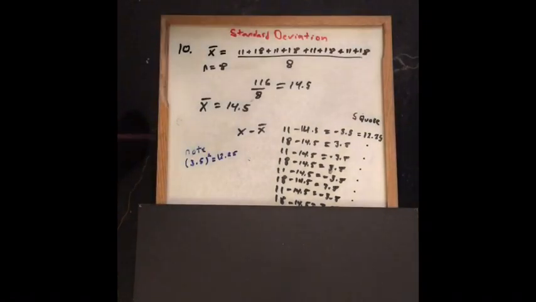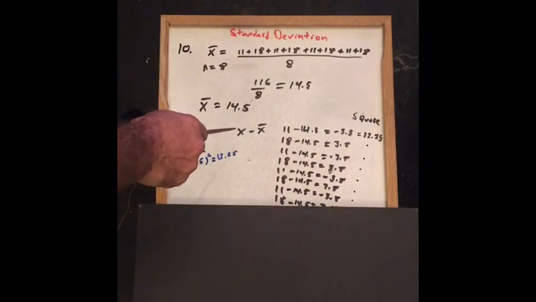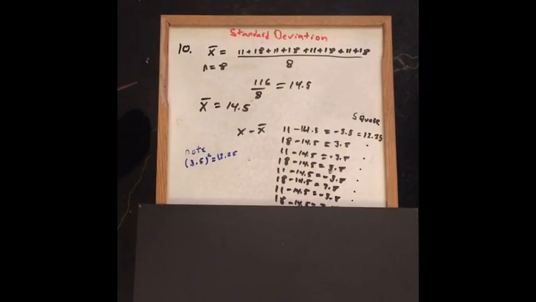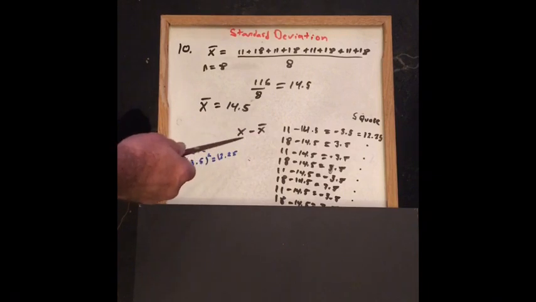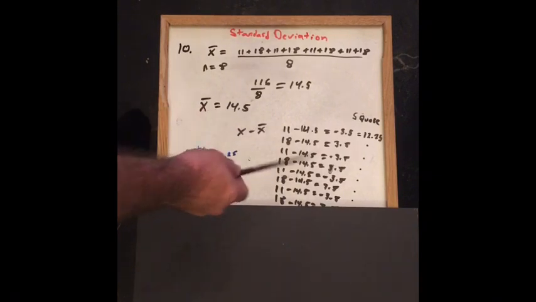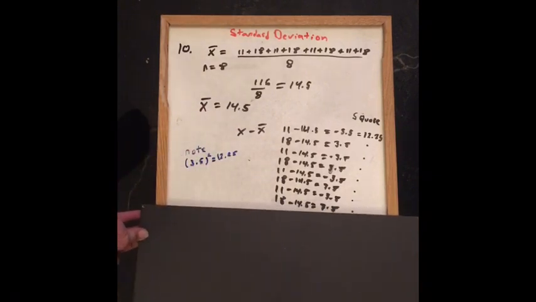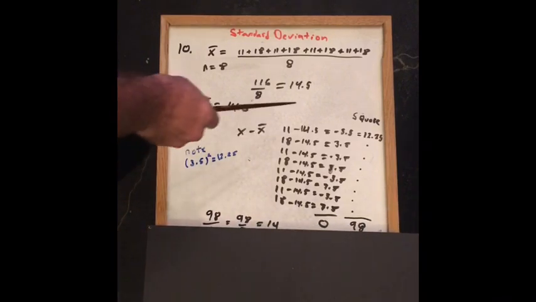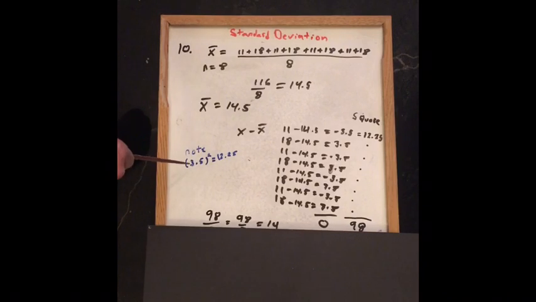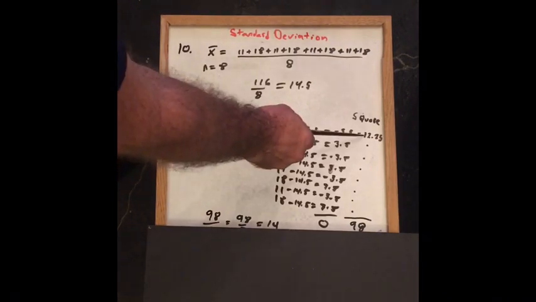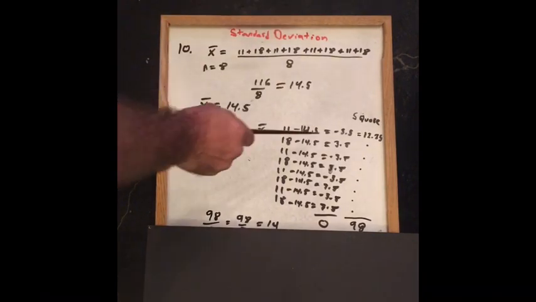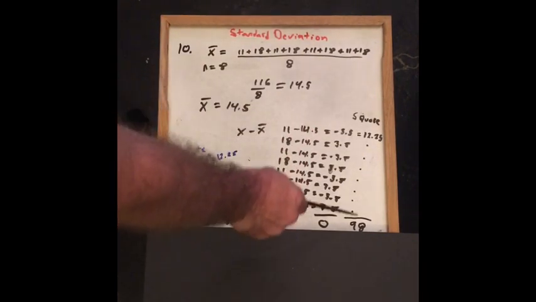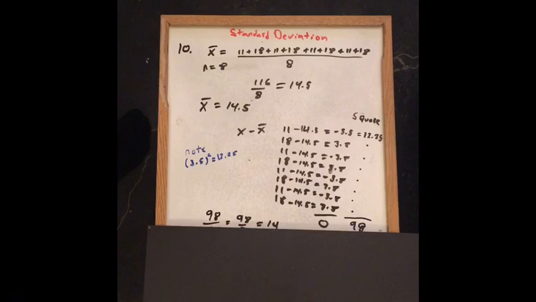Next step is we're going to go ahead and find x minus x bar, find what they call the residuals. I did that here, noticing that each time the answer comes up to be either 3.5 or negative 3.5. And noting that 3.5 squared, whether it's negative or positive, comes to 12.25. And there's 8 of those, so those add up to 98 altogether.